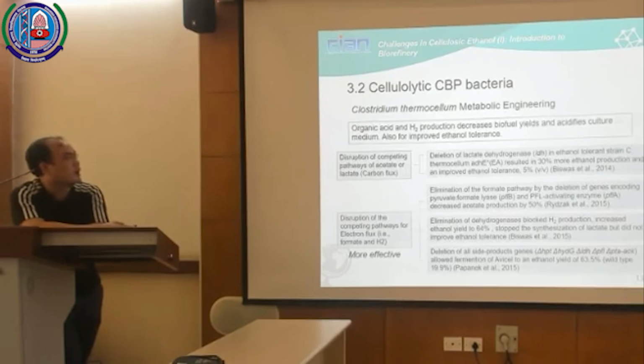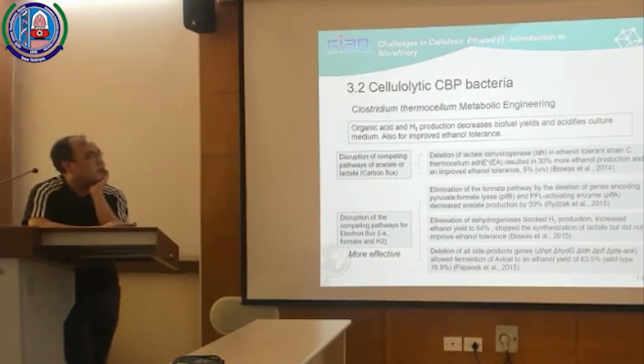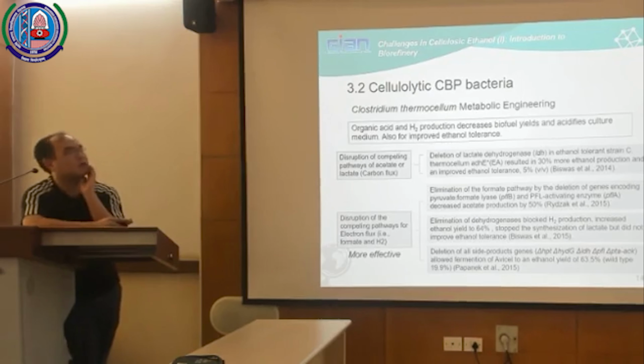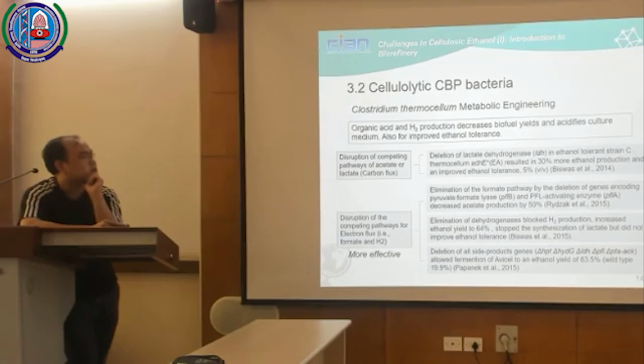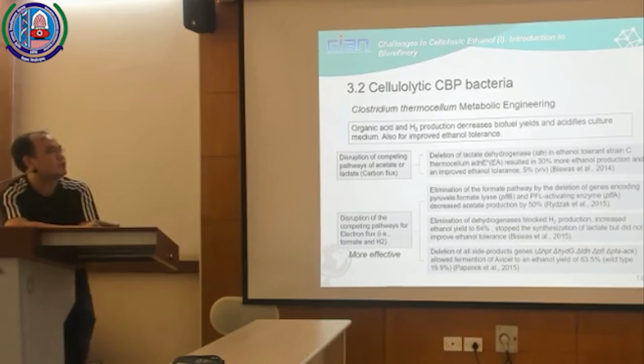So the research work on Clostridium thermocellum focuses on metabolic engineering, especially to delete the genes for producing acid and hydrogen in order to improve the ethanol yield, and some work is also focused on improved ethanol tolerance.